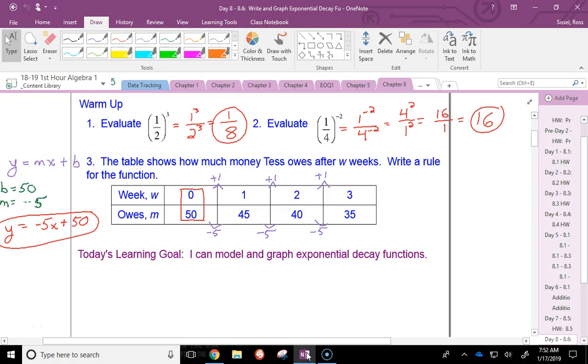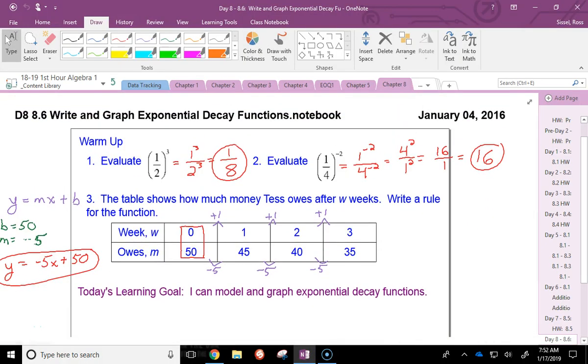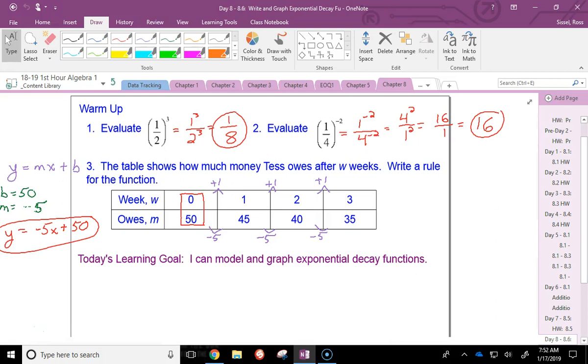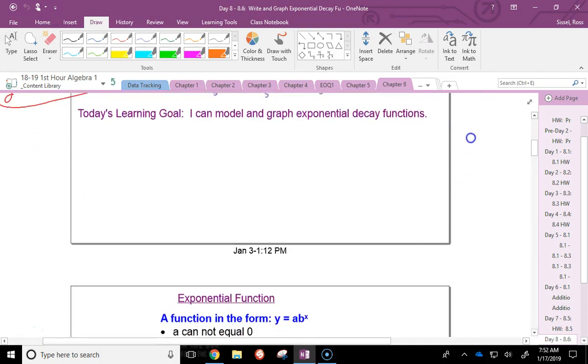Okay, looking at today's, I already did the warm-up. I'm not going to go over it just because I think that's going to take more of our time. So, it's kind of how the answer keys here, it was working with our exponents. But we're going to just get into today's lesson.